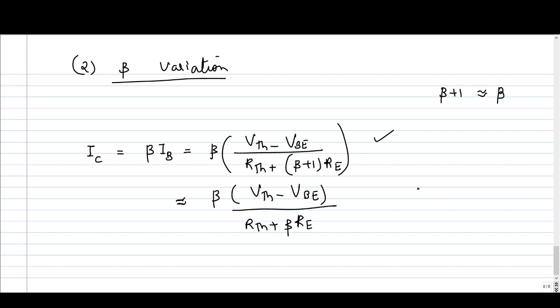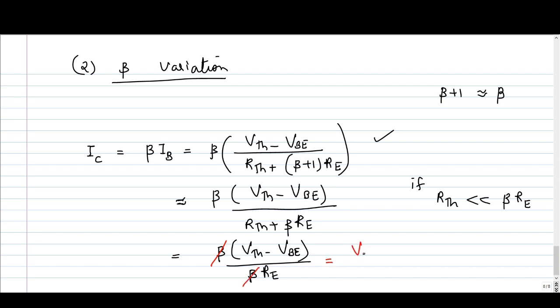Then if by design RTH is much smaller compared to beta RE, then what happens? We can neglect this RTH with respect to beta RE. So the equation becomes beta into VTH minus VBE divided by beta RE. So this beta term will cancel. So your expression will be VTH minus VBE divided by RE. What is this? This is the expression for IC. So now IC is independent of beta. So the circuit is stabilized against parameter variations.